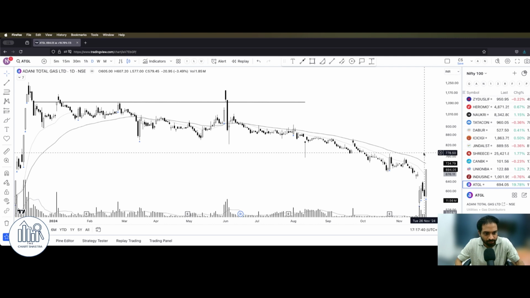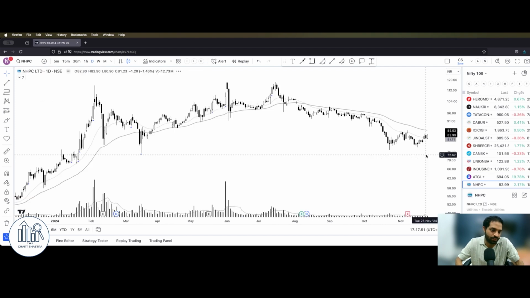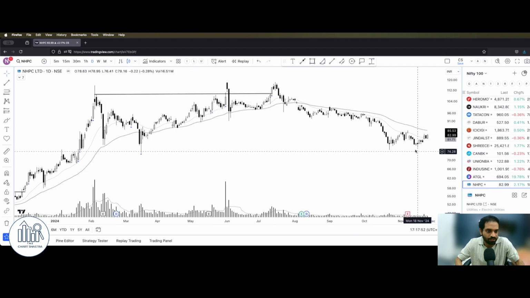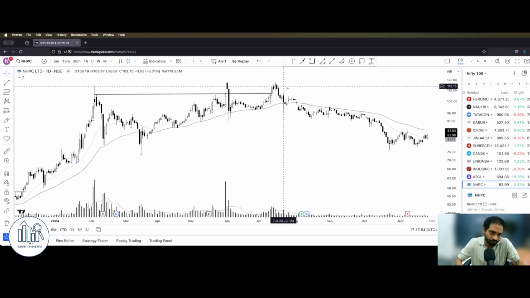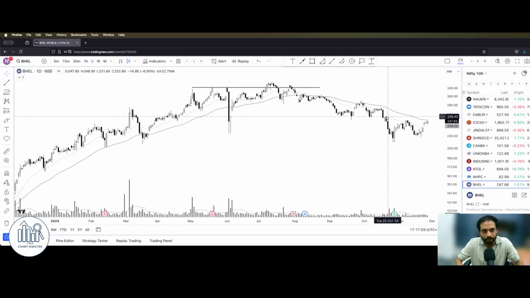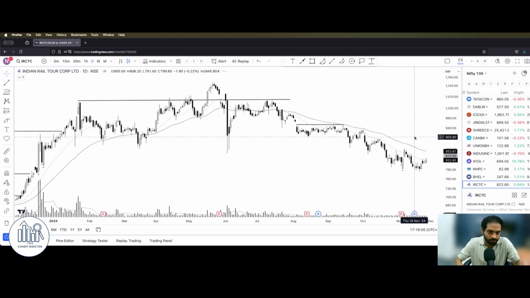Again Adani Total Gas, it has reached its all-time low, and probably today if it is not 20% up, we would not even be looking at this chart. NHPC again very weak, giving up all its gains, making lower lows each day. BHEL too, but a little bit better than NHPC because it is trying to recover and it did not fall much.